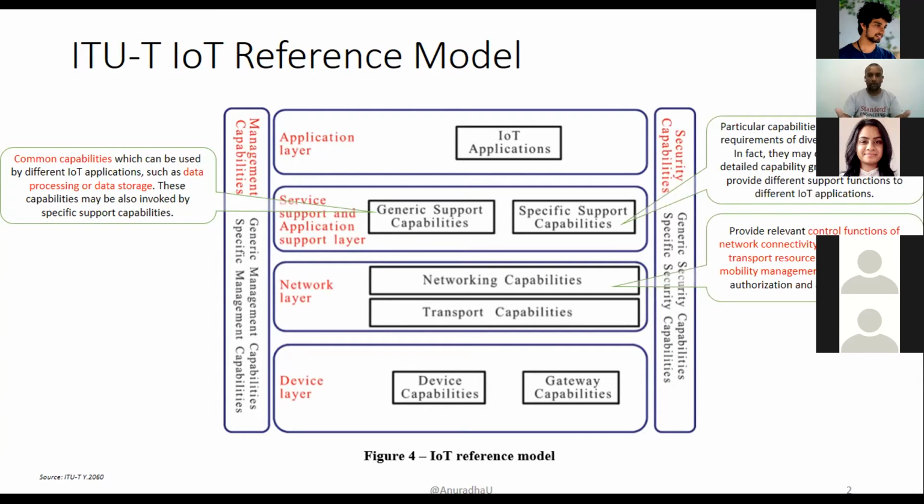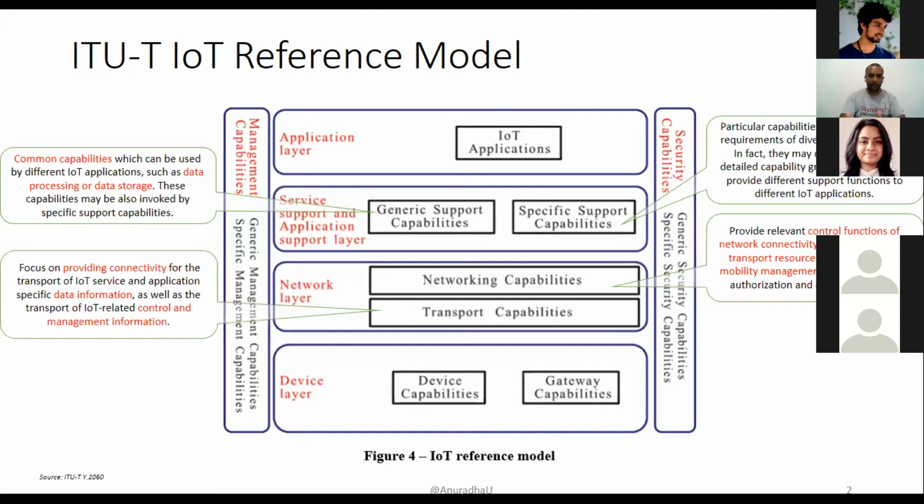If you go one layer below, you find the network layer, which is the supporting layer for all the capabilities that you identify in the service support or application support layer. In other words, the network layer enables service support and application support. There you find two capabilities: networking capabilities and transport capabilities. Networking capabilities include the control functions of network connectivity, basically. That is what is meant by networking. And also access and transport resource control functions, not just providing the connectivity, but controlling your resources, mobility, etc. It also includes a very important aspect of how you authenticate, authorize, and account for the IoT devices, things, and IoT type of communications.